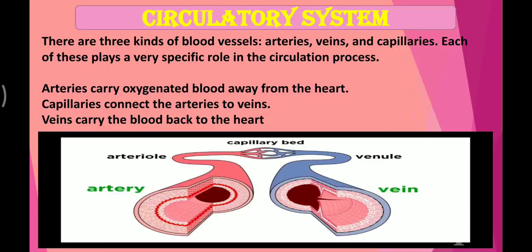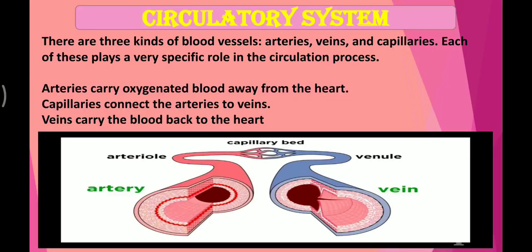It's an important part of the lesson. There are three kinds of blood vessels. In our body, there are three types of blood vessels, that is arteries, veins and capillaries. Arteries, veins, capillaries. Before that, blood.